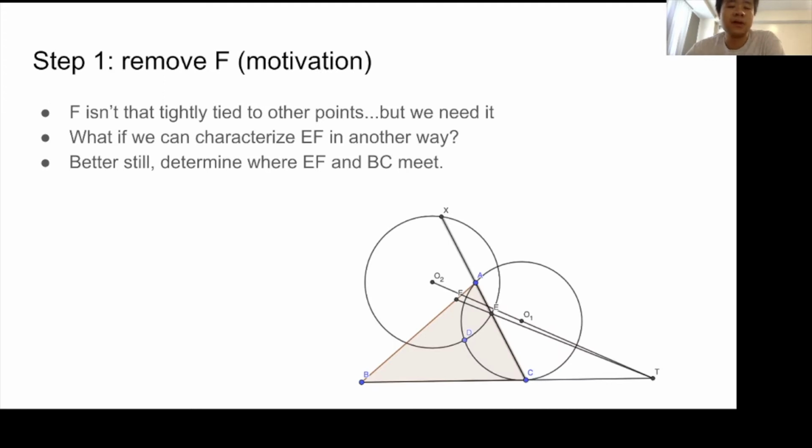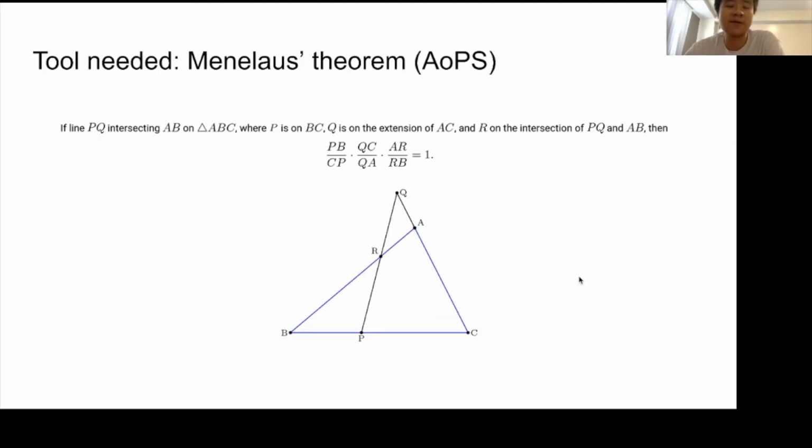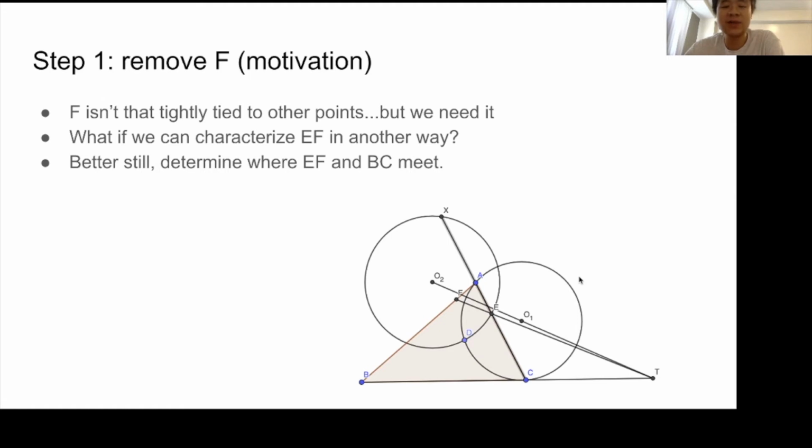Okay, so first off, step one. Let me explain again why we want to remove F. Because, like I said before, F is a point that is defined in the problem but is not closely related to other points and therefore less useful, yet we still need F in order to solve the problem. Why do we need F to solve the problem? Because we want to prove that these three lines are concurrent, and one of the lines is defined based on F.